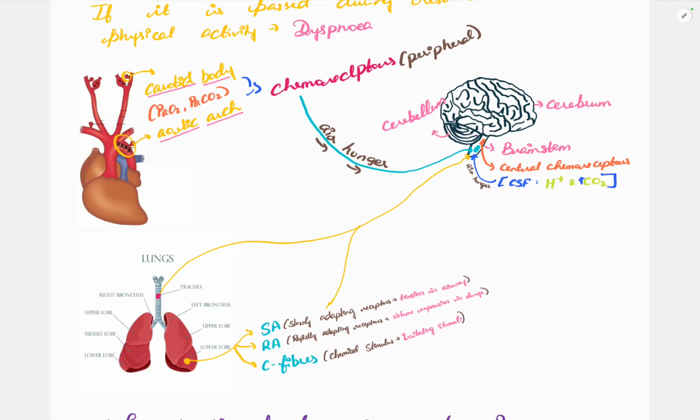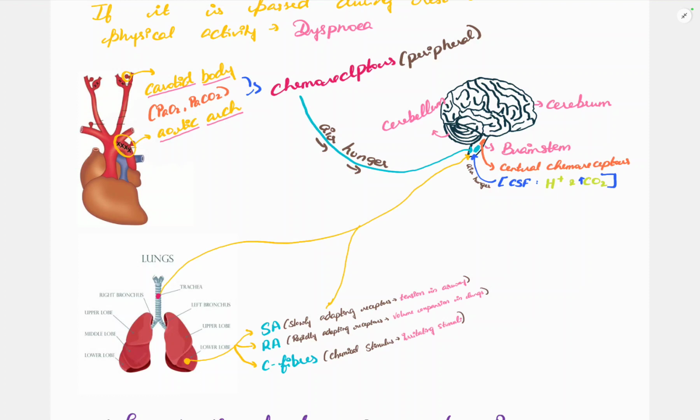It's going to send a signal to the brainstem. That is rapidly adapting. Coming to C fibers, any kind of irritation, any irritating stimuli, any chemical stimuli, that is going to send signals to the brainstem. So this is how signals of respiratory effort go to the brainstem. If any of these signals occur during strenuous physical activity, it is normal.